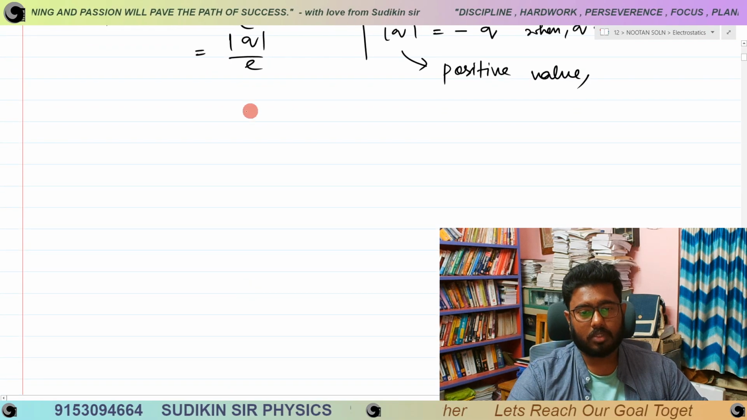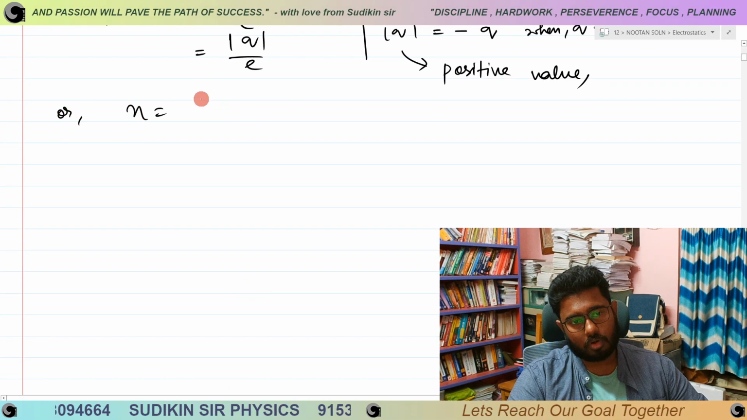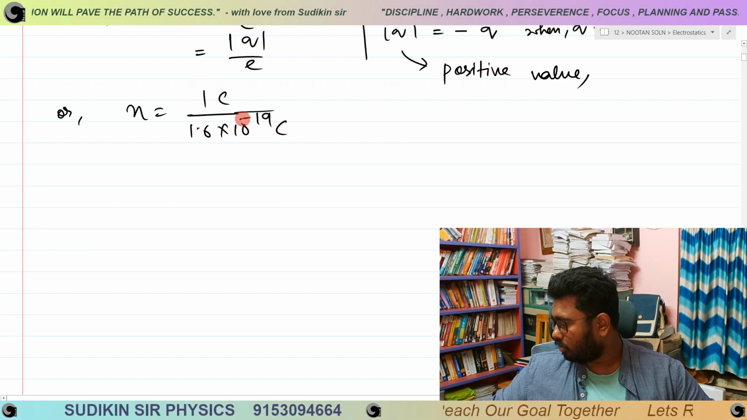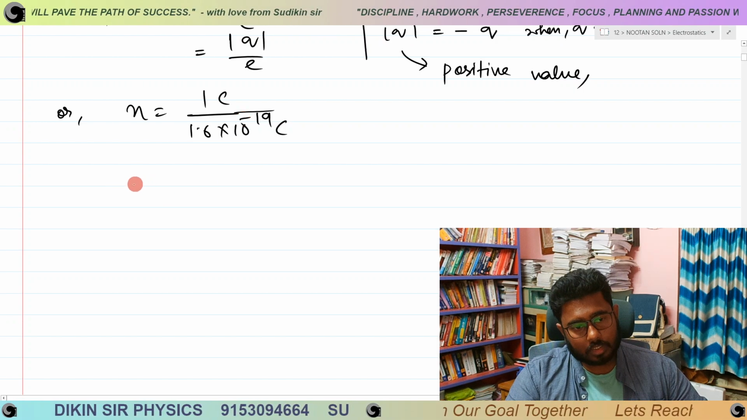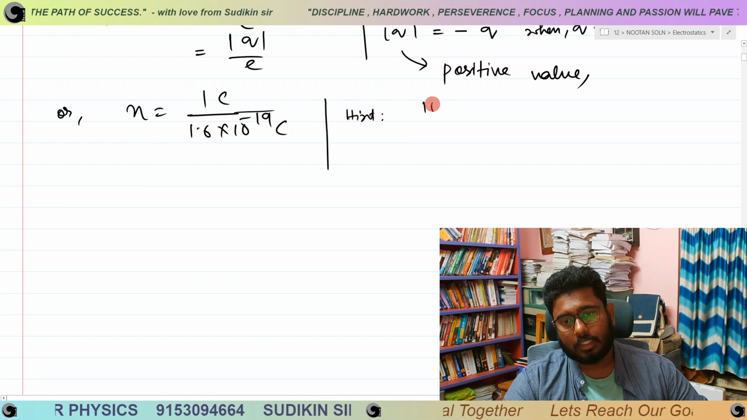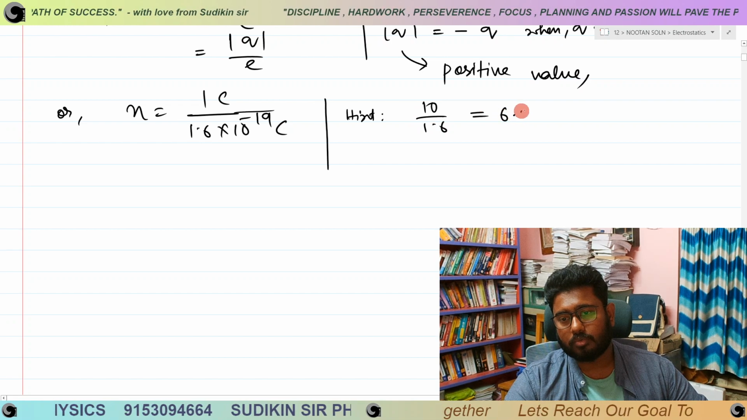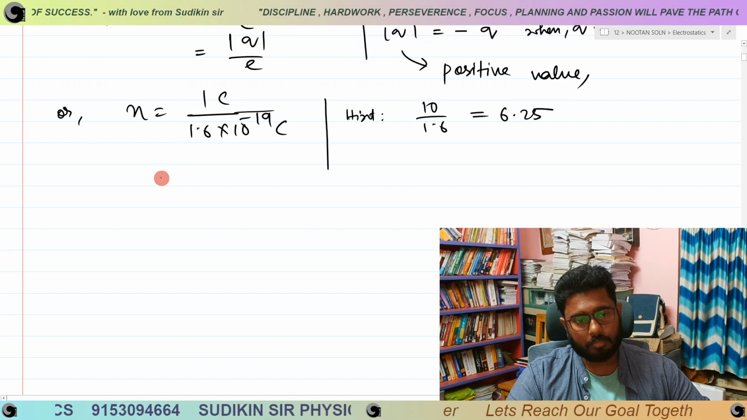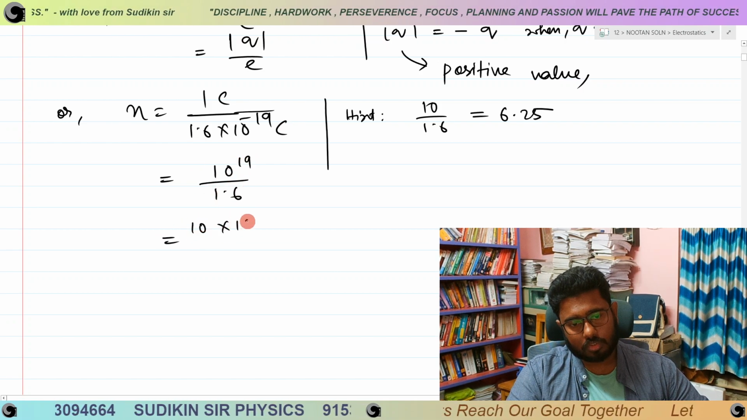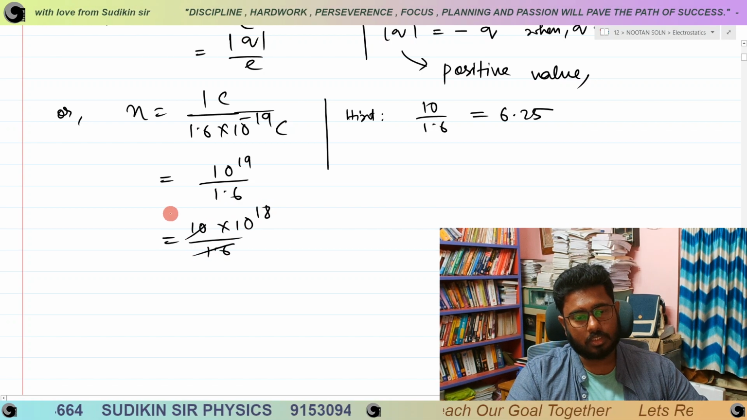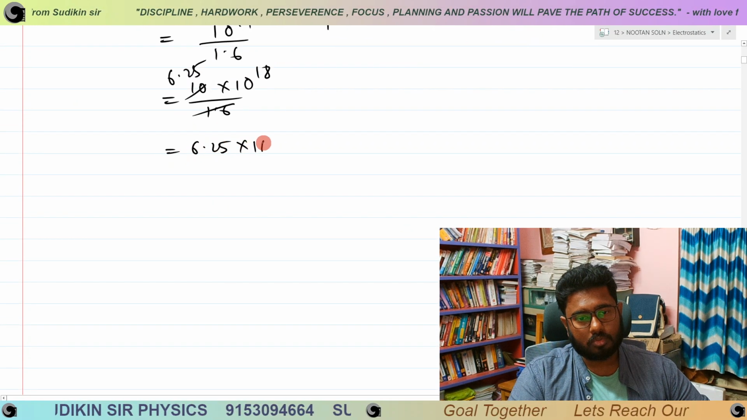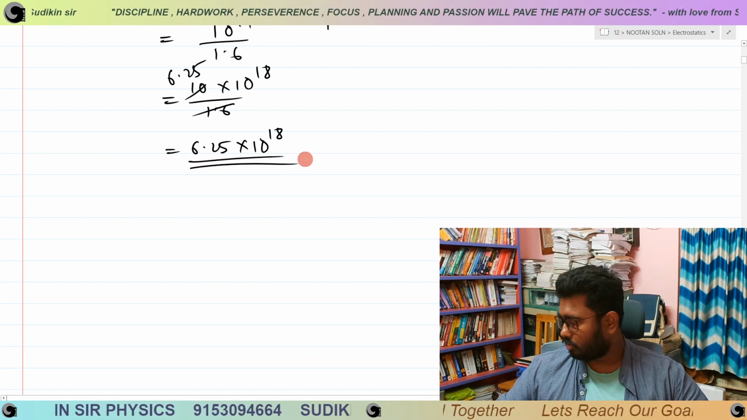Now let us come here. N will be equal to mod Q by e, that is 1 coulomb by the charge of an electron, 1.6 into 10 to the power minus 19 coulomb. Remember one thing, it is a hint: 10 by 1.6 always gives you 6.25. So the value here will be 10 to the power 19 by 1.6. We can write it as 10 into 10 to the power 18 by 1.6. This will give you 6.25 into 10 to the power 18. So this is the total number of electrons.